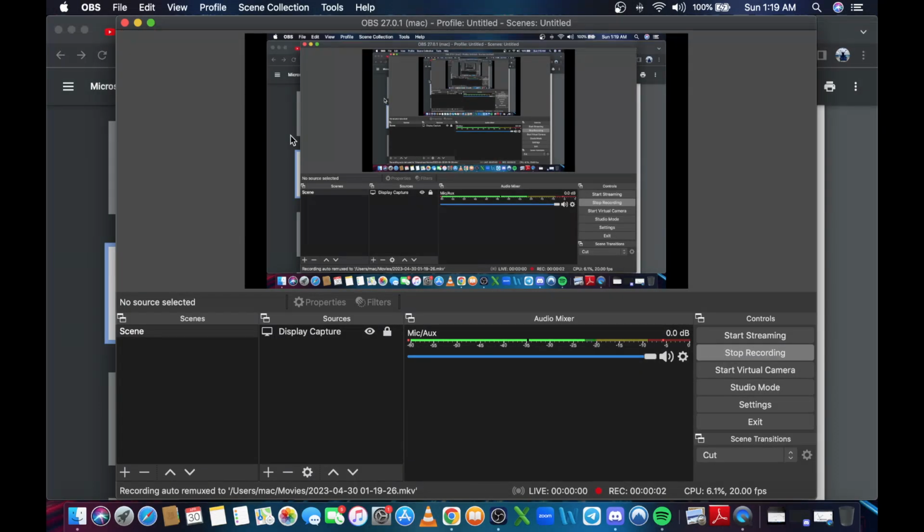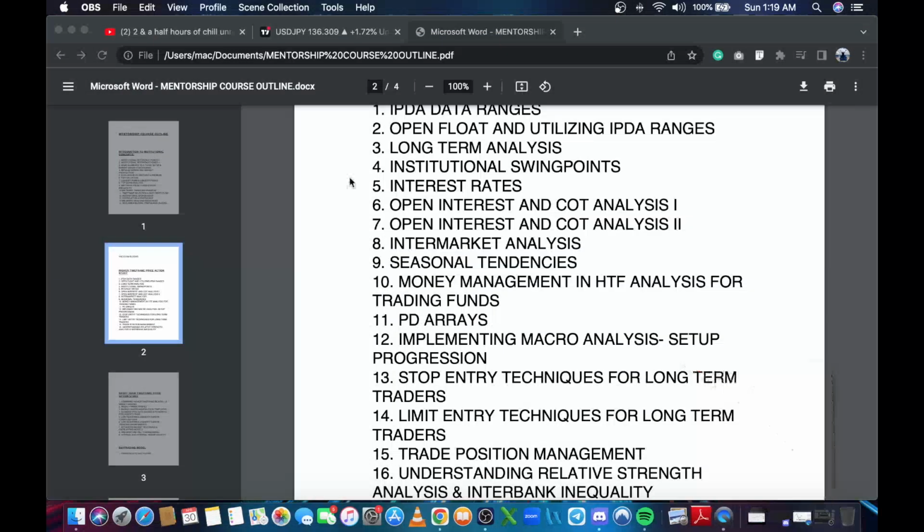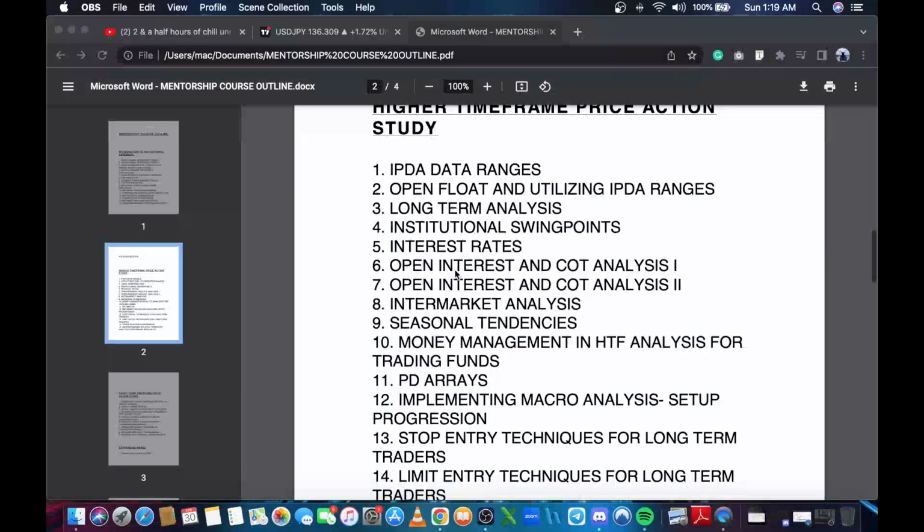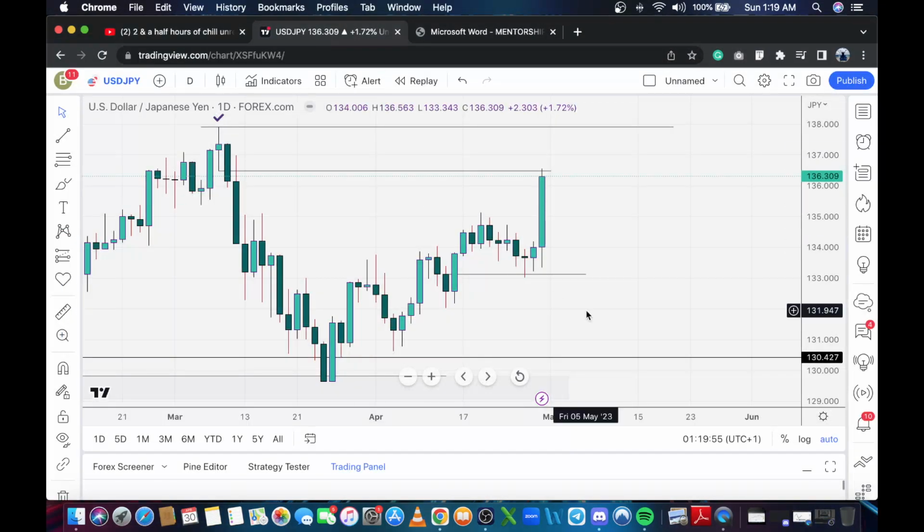Hello guys, welcome to lesson 4, and in this lesson we're going to be talking about long-term analysis, and specifically the part of long-term analysis we're going to be discussing in today's presentation is implementing macro analysis and defining open flow liquidity pools for price action.